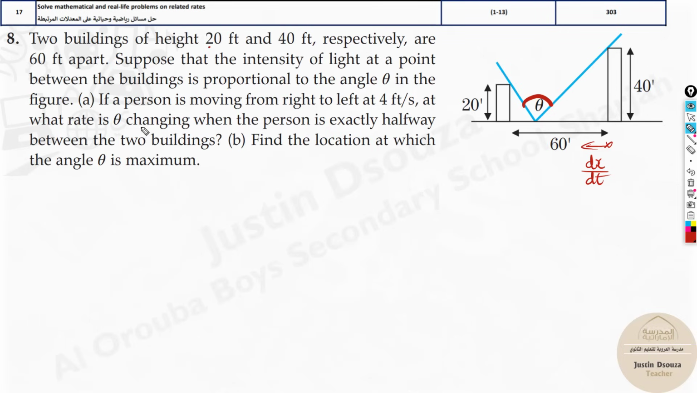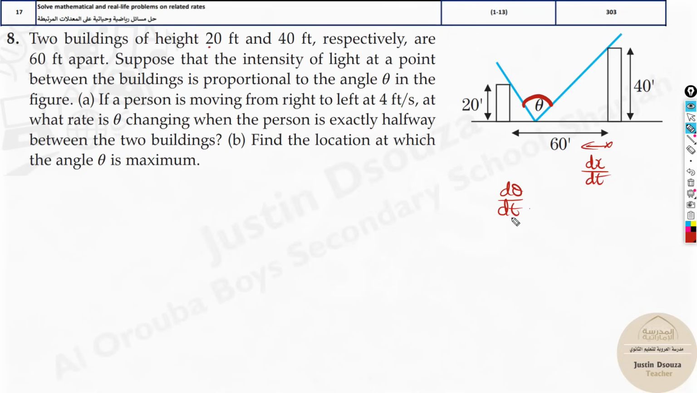At what rate is theta changing when the person is exactly halfway between the two buildings? When the person is exactly halfway, that is 30 feet, what is the rate of change of theta, d theta by dt? This is what we need to solve. But we have nothing over here. Everything is with respect to x, right? This is distance. We don't have much to solve d theta by dt directly.